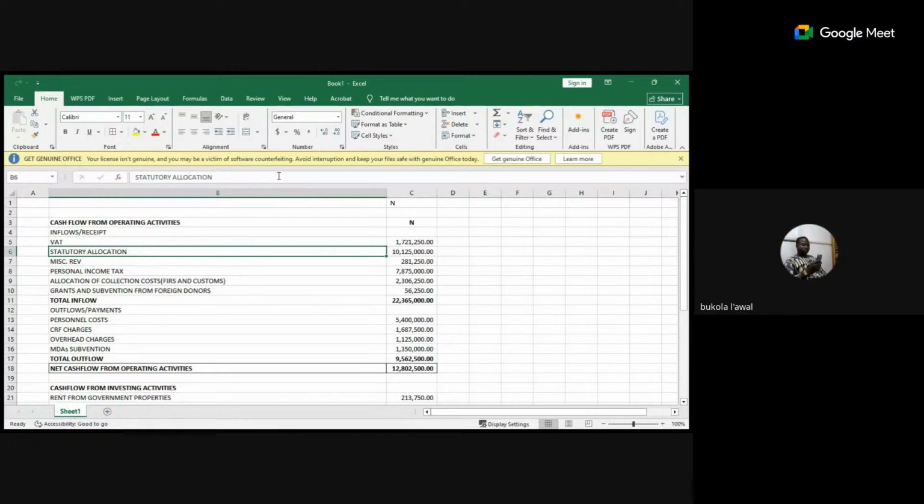Yeah, the statutory allocation is the allocation from the traditional account to the federal government account. So it's an inflow to the federal government account. So that's why we are treating it as cash inflow from operating activities. Thank you. I get it now. The account we are preparing is for federal government. Yes, it's for federal. I just say thank you, sir.